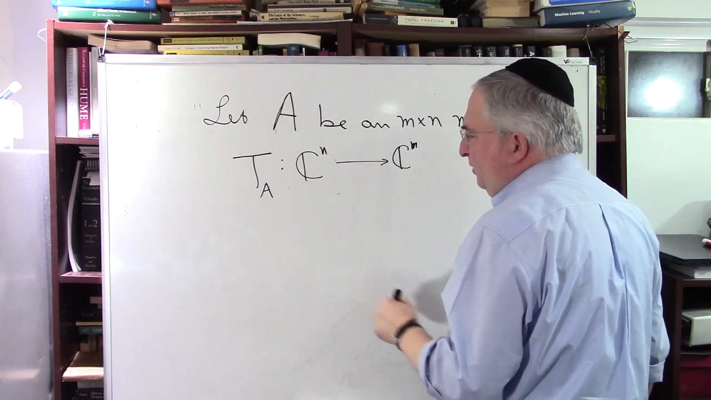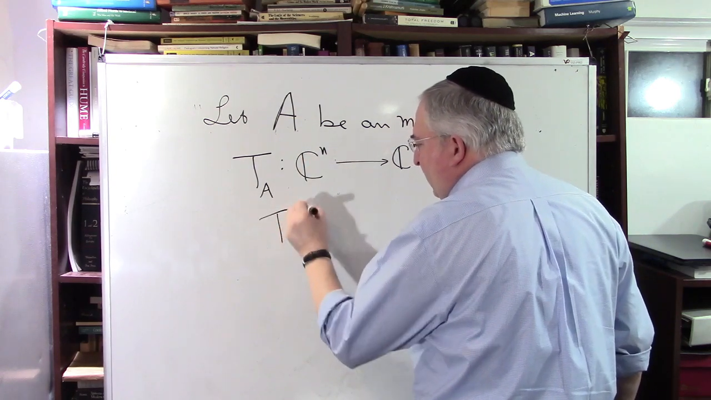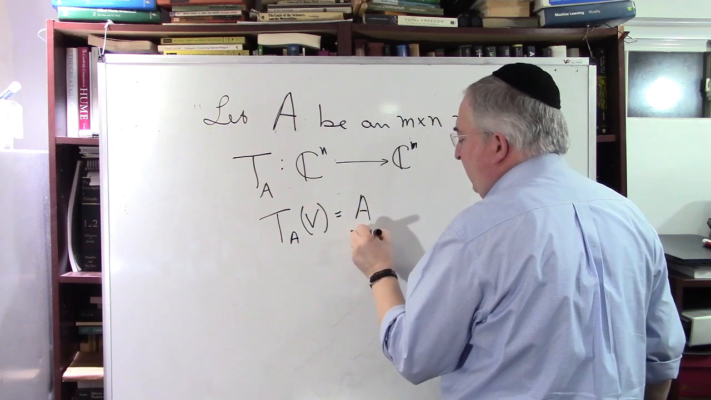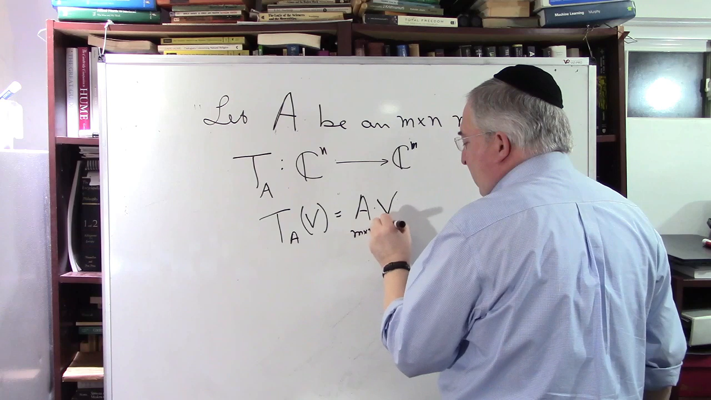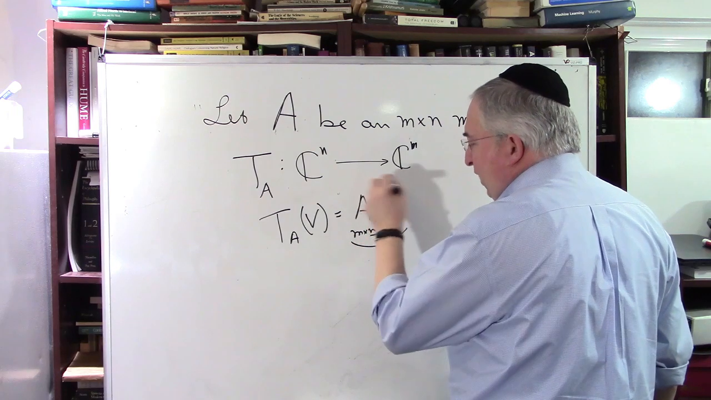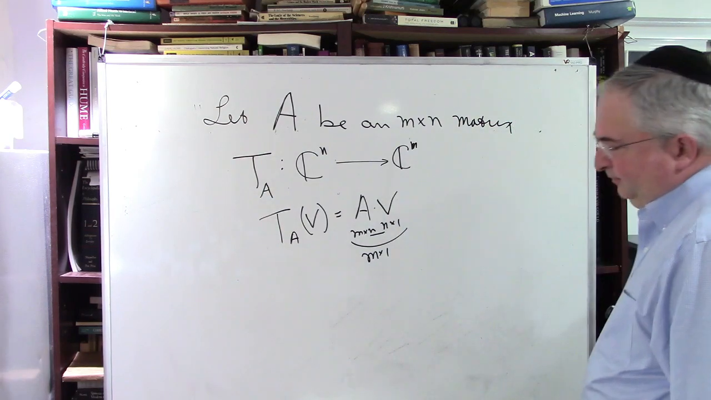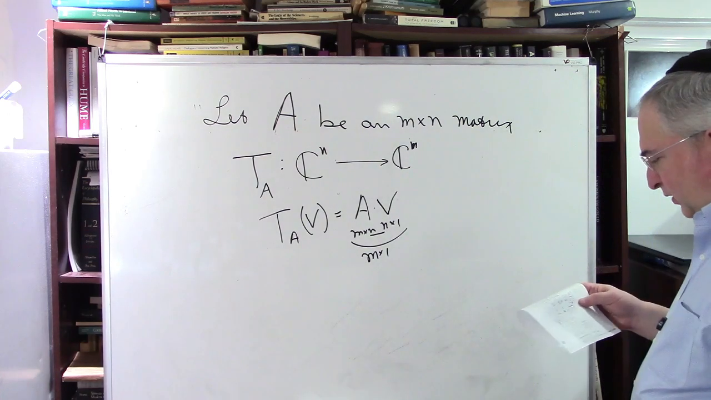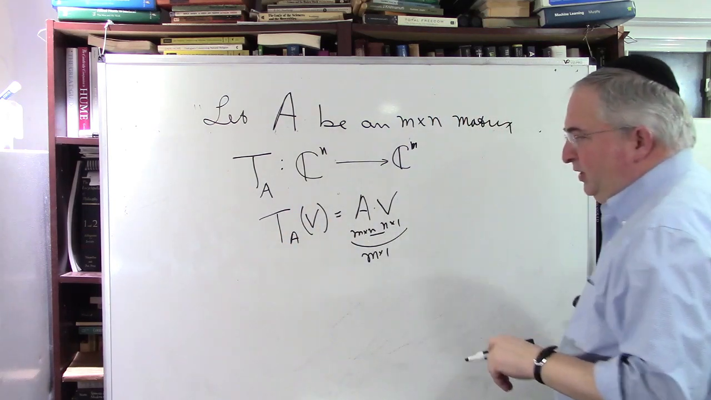Now let me tell you how it's described. Take a typical vector v in here, and T of A of v is going to equal A, that's an M by N matrix, times v, which is an N by 1 matrix. They match up, so after you multiply it, it's going to be an M by 1 matrix. And that's exactly what you get here. So you input an N vector and you output an M vector. We have to show that this is a nice linear transformation. How do we show that?